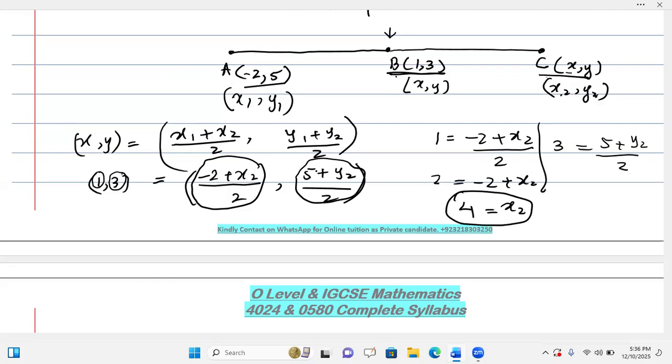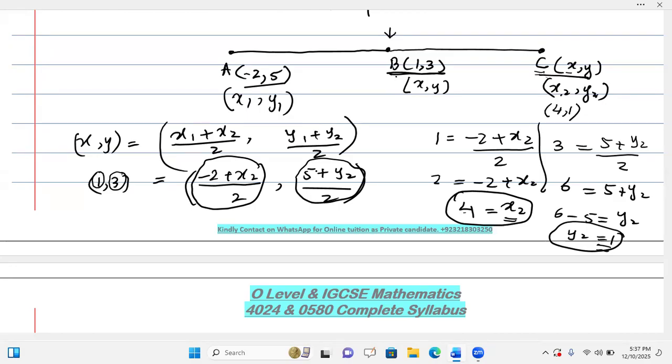And after that, for this 3, again I am making y2 the subject. 2 into 3, that is 6, which is equal to 5 + y2. And y2 will equal 6 minus 5, so y2 will equal 1. Now you have x2 and y2 also. So the vertices of this C will become 4 comma 1.